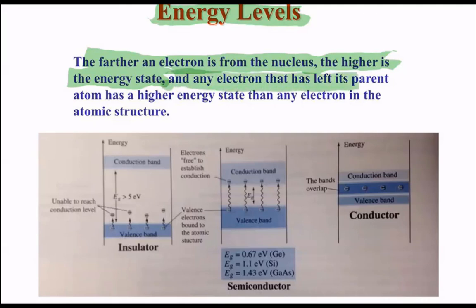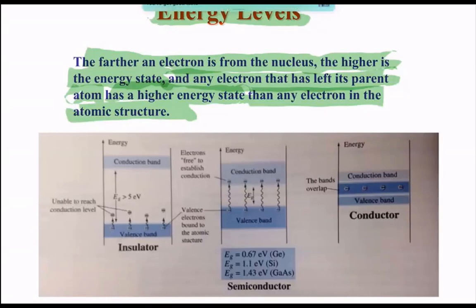And any electron that has left its parent atom, so once it is ejected, has a higher energy state than any electron in the atomic structure. Okay, because the other electrons are still bonded and close to the nucleus of the atom, so the force of attraction is keeping them tightly bonded, whereas the electrons which are farther away are loosely bonded. With any external force applied, they eject and move freely in space, and they have a very high energy state, like I mentioned over here.